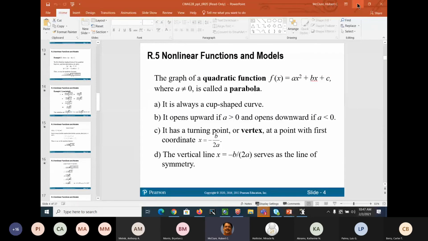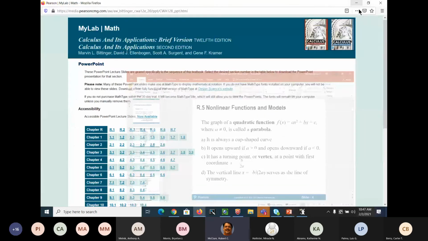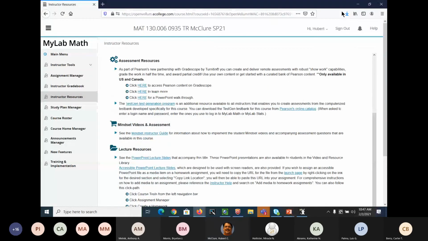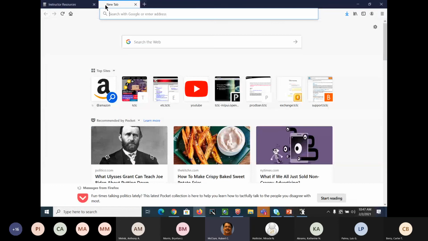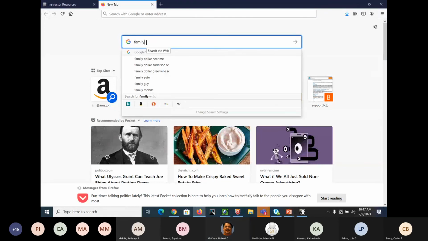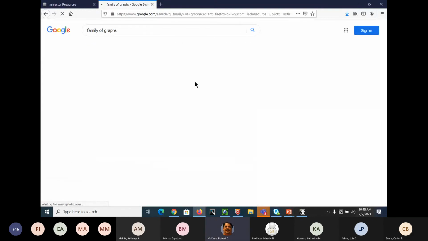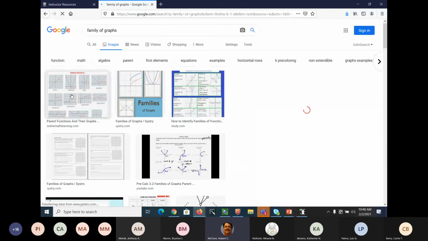All right, let's go to Google. And for the 1 or 2 that's actually going to do this, look up family of graphs. Or you can look up parent graphs. Look at there. Even got family of graphs right there. So Hubert's not making this up. And this one right here is probably the best one.